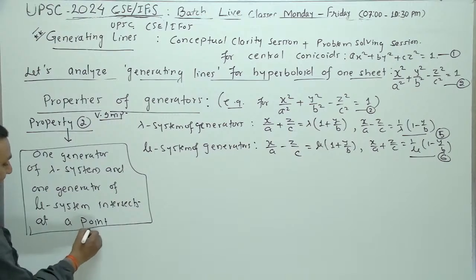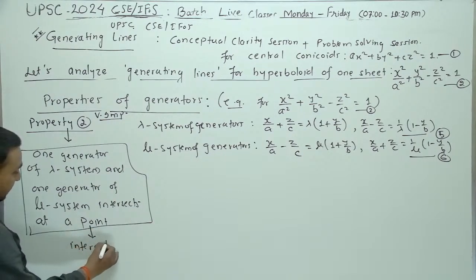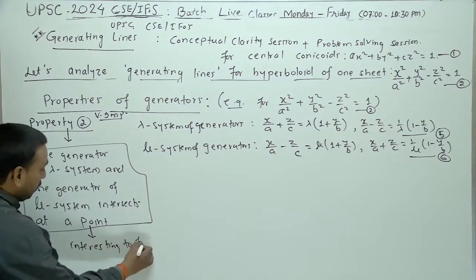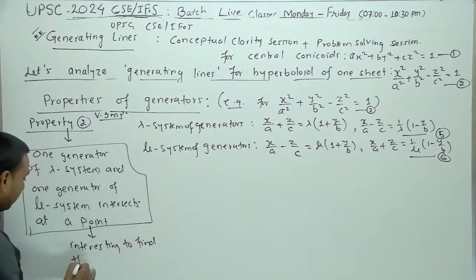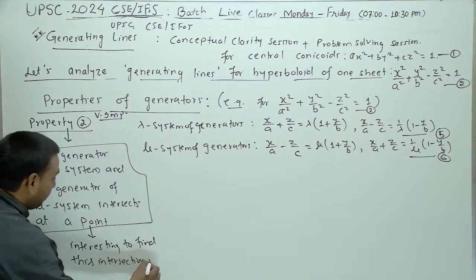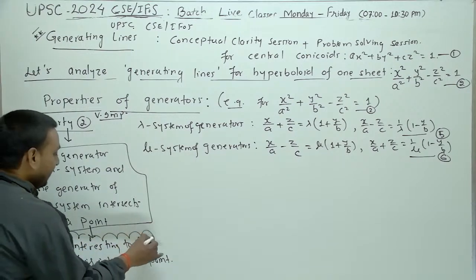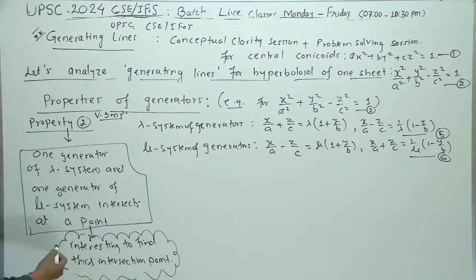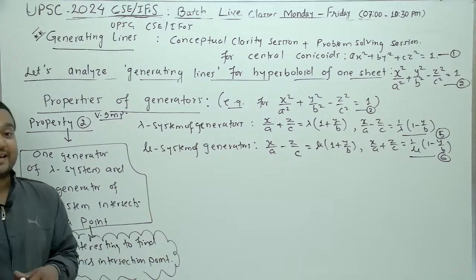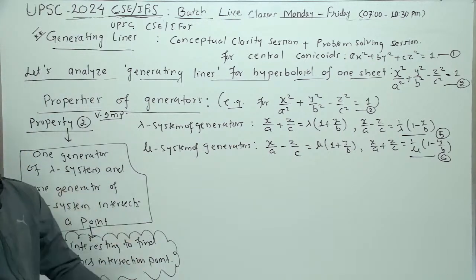Now we are interested to find this intersection point. Right or not? The important job here is this, because the whole chapter of the generating lines will be dealt with based on this.